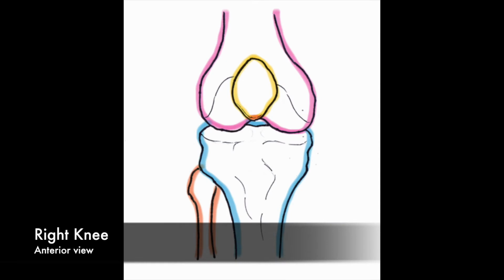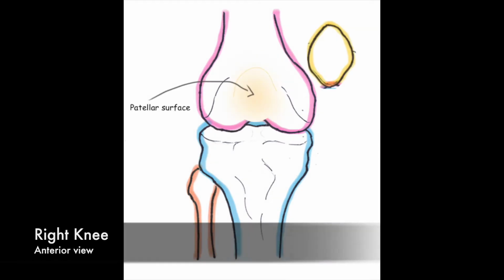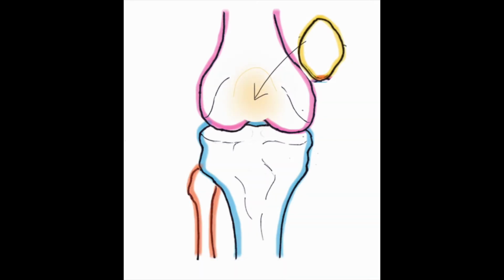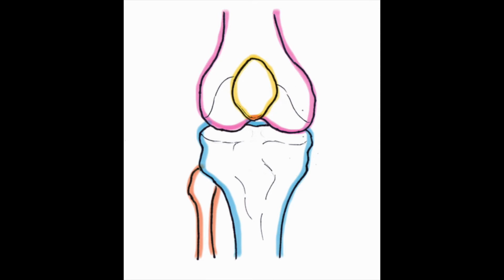In the anterior view, the patellar surface is visible on the femur. It articulates with the patella to form the patellofemoral joint, which is part of the knee joint. The patella is a sesamoid bone, meaning it is contained within a tendon, the quadriceps tendon. It functions to protect and improve the mechanical efficiency at the knee joint.